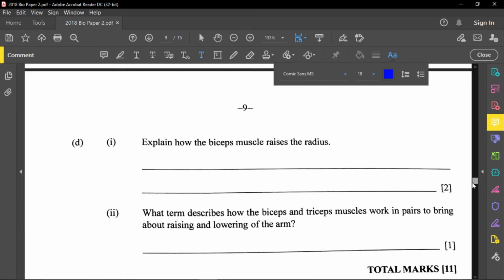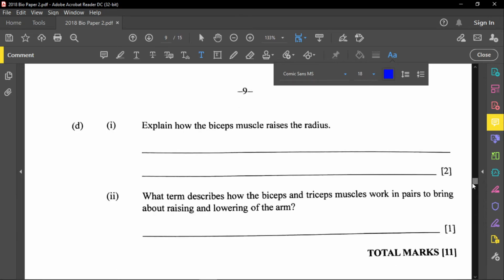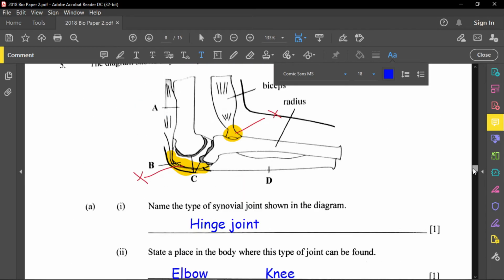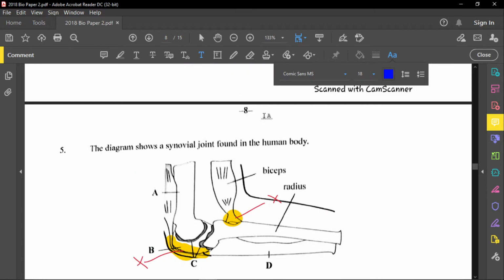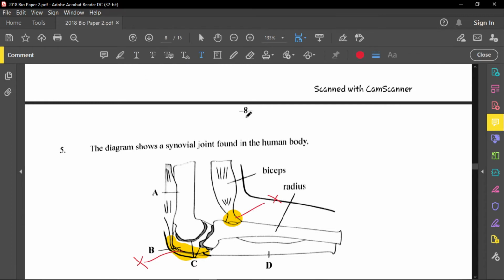This question continues. Part D asks to explain how the bicep muscle raises the radius. If we look carefully, we're going to look at the muscle. Let's go back a little bit so I can demonstrate this. For the radius to go up, there must be a pull on this muscle. That means this muscle must go up as well. The reason this muscle goes up is to cause a tension, or a pulling force, on the radius.